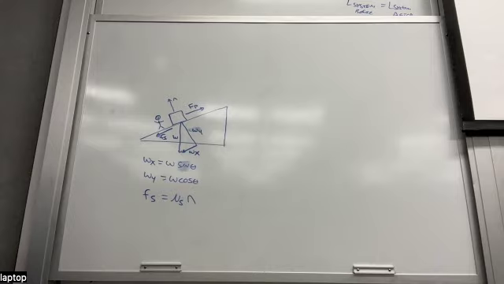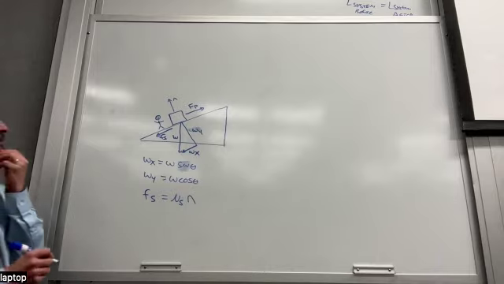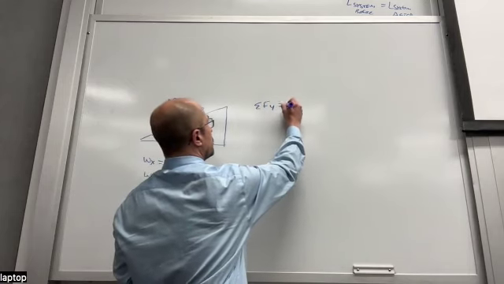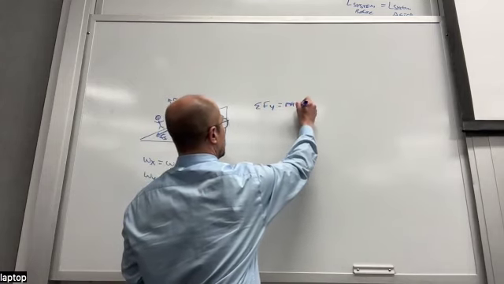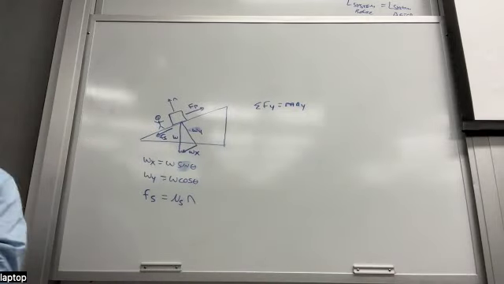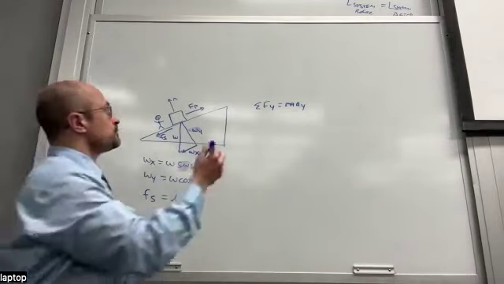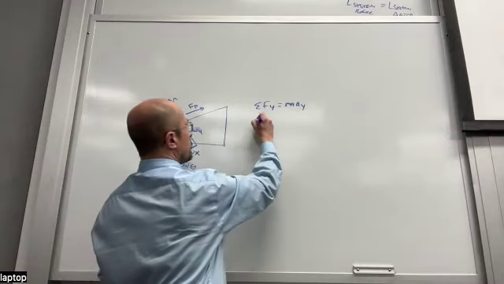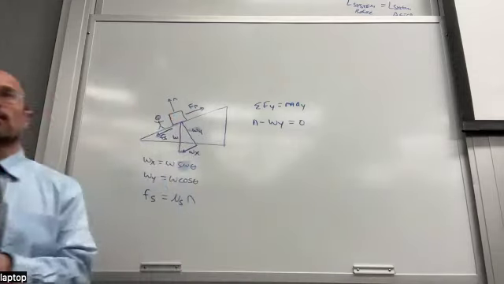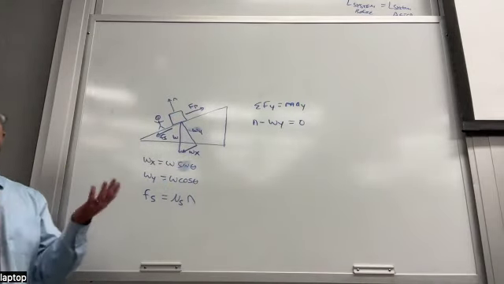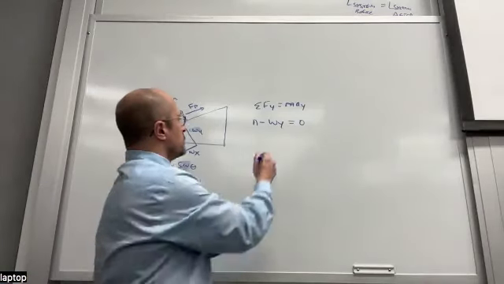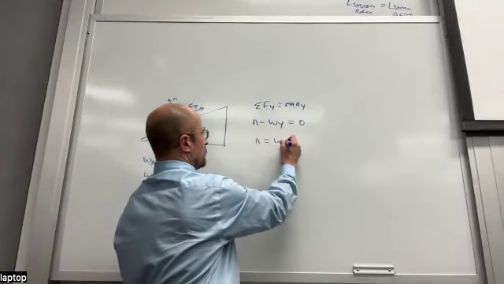Is everyone good? Okay. So the first thing you have to do is sum forces in the y, because you need to find the normal force in order to calculate the friction. So we see that normal minus WY is equal to 0, because we're moving parallel to the plane, so ay is 0. So we see that the normal is WY.